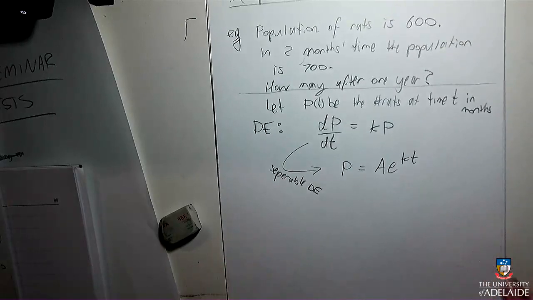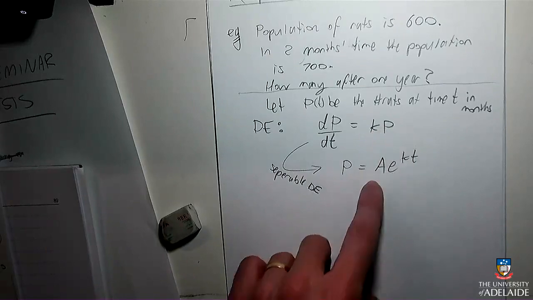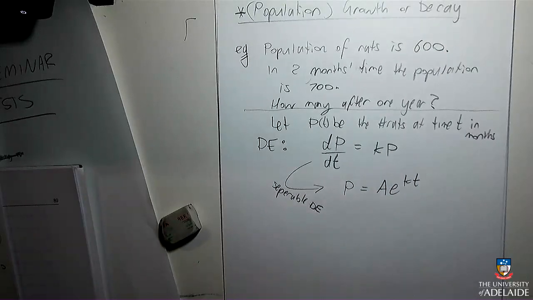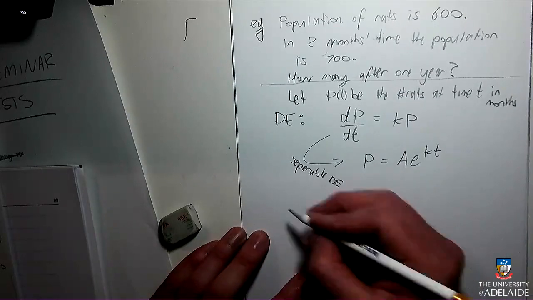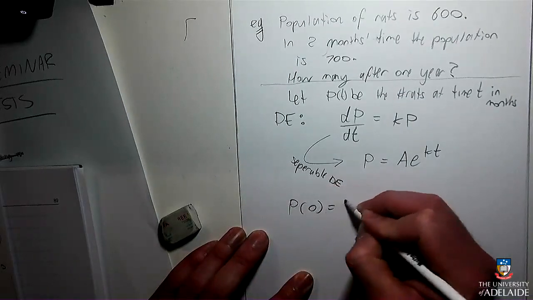Okay, so the problem with this is it has two unknowns. We don't know what the K is, and we don't know what the A is. And so we need two pieces of information to figure two things out. And we do have two pieces of information. We have the population at time 0 and the population at time 2, and that should be enough. So P of 0 is 600.